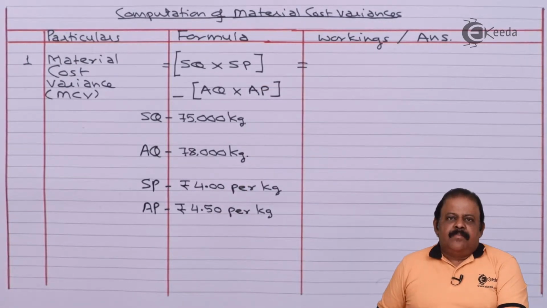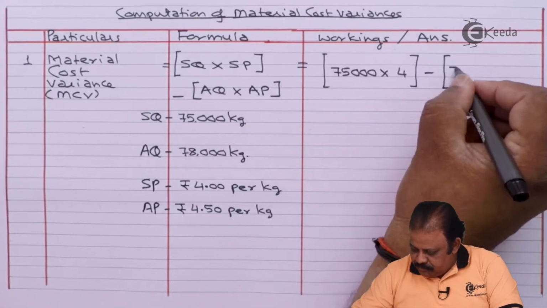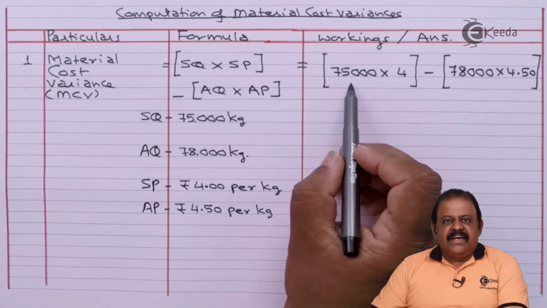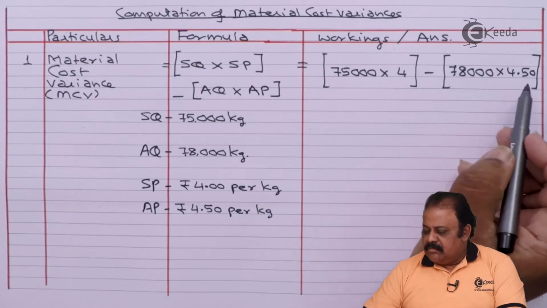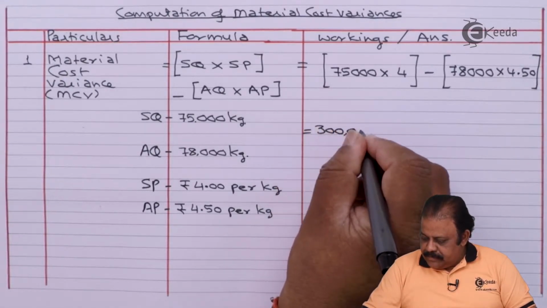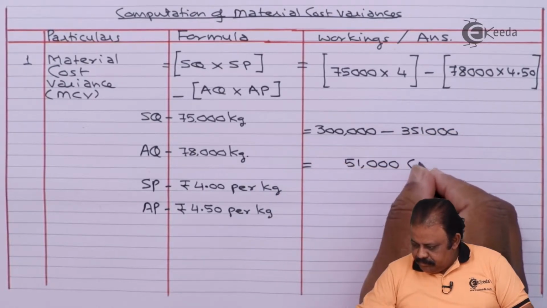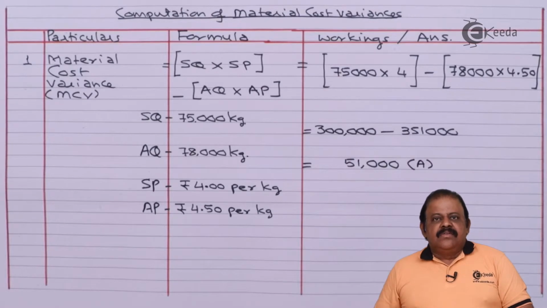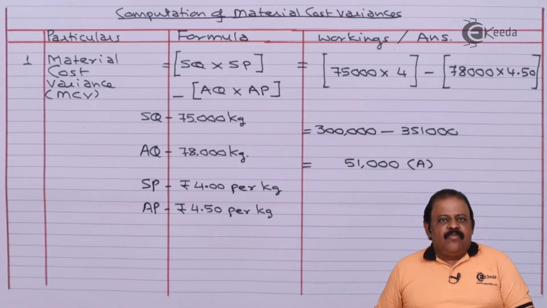Let us calculate by putting the values. Standard quantity 75,000 units multiplied by standard price 4 rupees. Actual quantity 78,000 units multiplied by actual price 4.50 rupees per kg. Standard material cost 3 lakhs. Actual material cost 3,51,000. So material cost variance 51,000 adverse. Let us calculate sub variances.